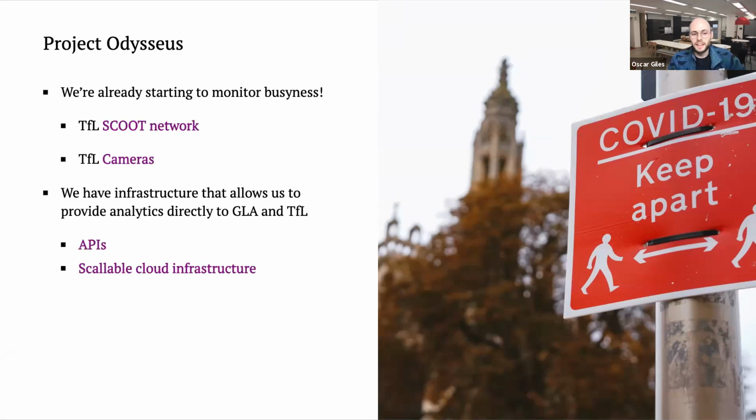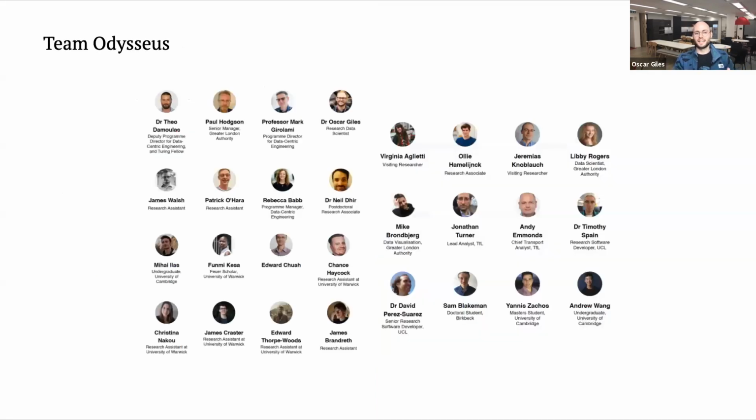And we thought, well, okay, we're already starting to monitor busyness in a way. We have access to these different data sets from Transport for London, and we've been looking into using them to monitor traffic. However, we know that there's also information in these data sources about pedestrians. Our TfL traffic cameras cover a lot of pedestrianized areas. What's more, we already have a lot of infrastructure in place that's plugged straight back into GLA and TfL. We're providing data to them via our APIs, and we have this scalable cloud infrastructure so we can quickly add new workloads and jobs. And that's really how Project Odysseus came about.